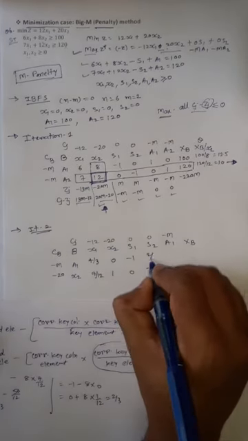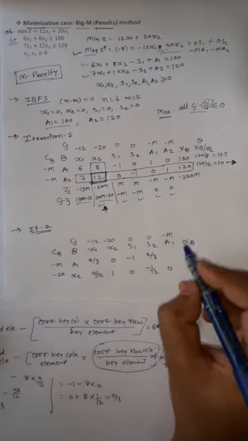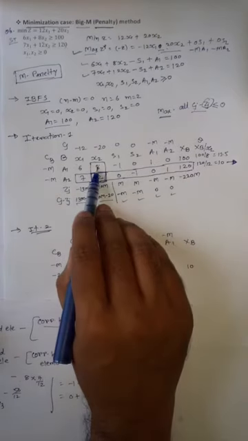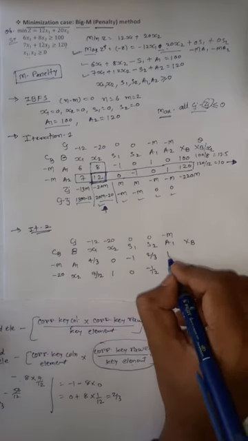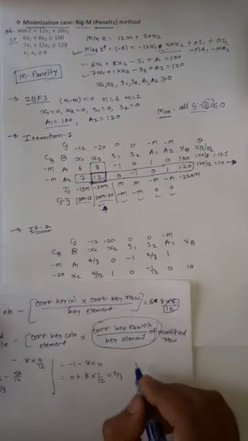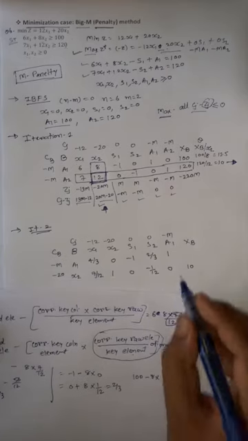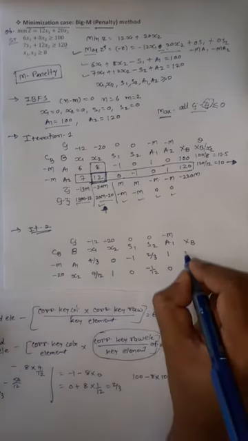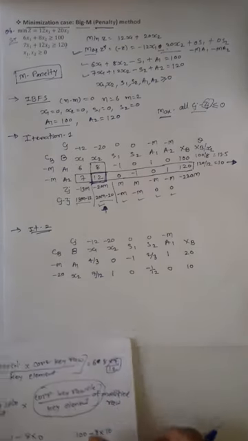So here we get the value of 2 by 3, and here for A2, 1 minus 8 minus 0. So ultimately it will be 1 only, and here we get the equation 100 minus 8 multiplied by 10. So it will be 20. Yes, here it is 20. So we get another table.